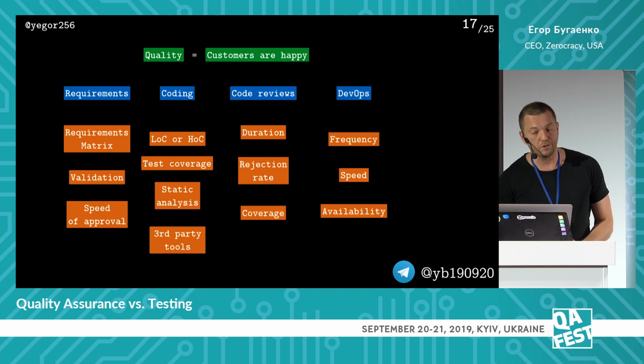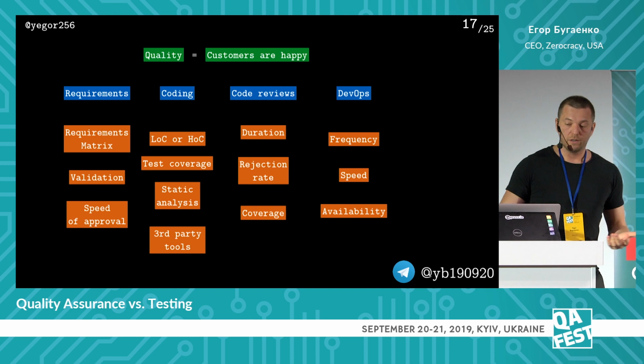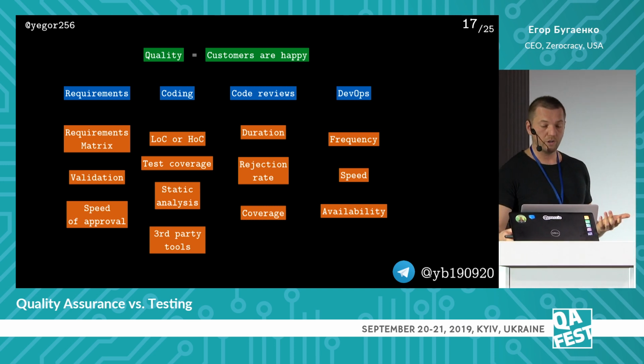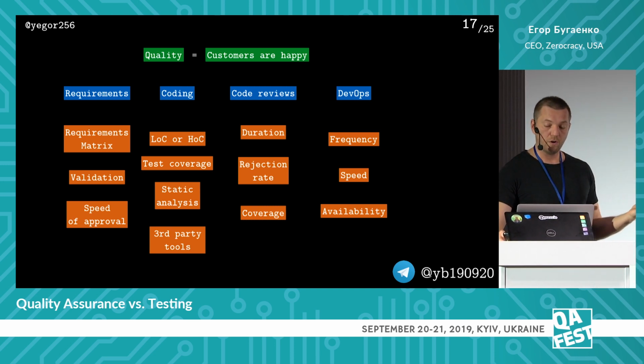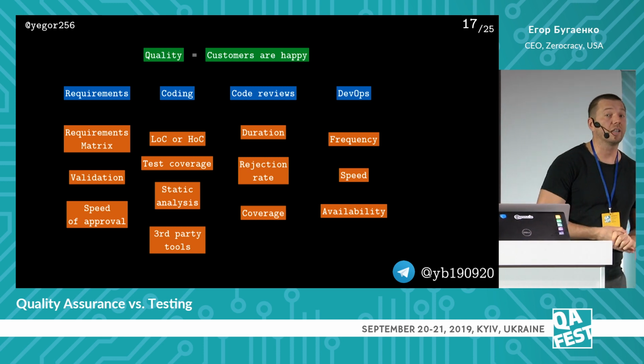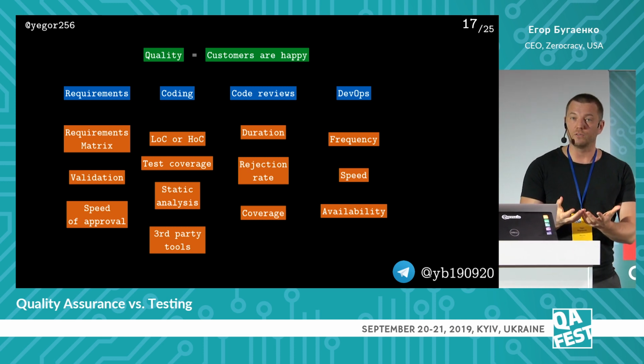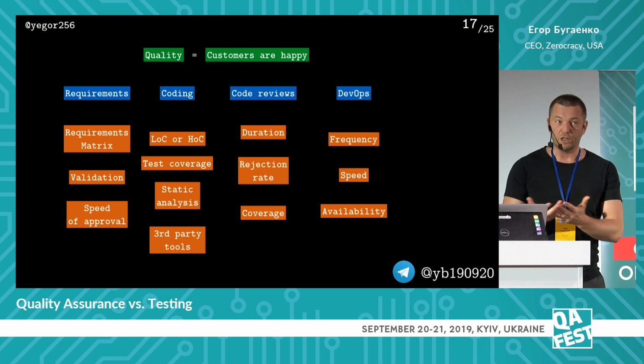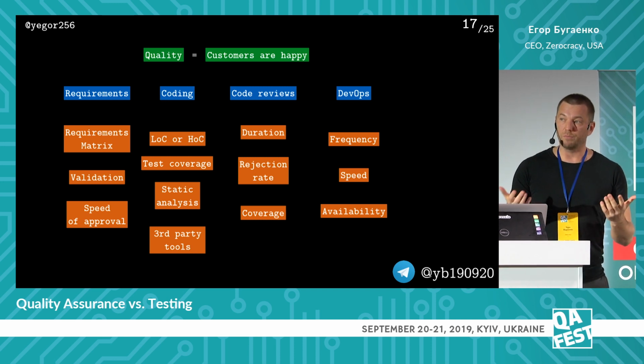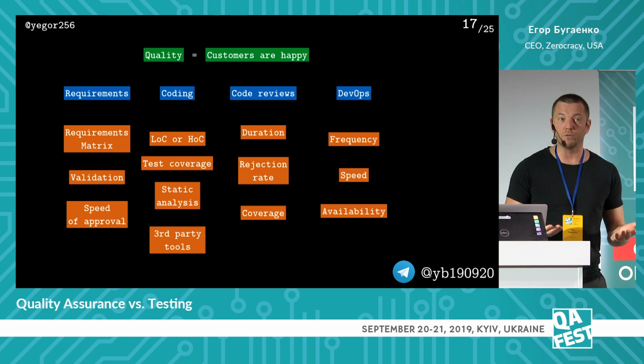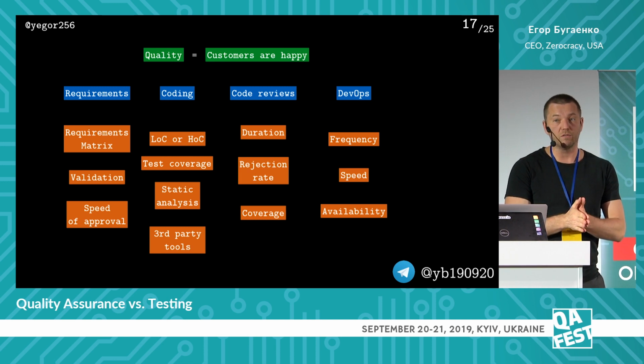I can then do the same for DevOps. I can ask them how frequently you deploy the product, how fast the deployment is, how soon it happens. And of course, I can ask what's the availability of the site on production. If the availability is low, if the product goes down every time we deploy it, it means that the quality of DevOps is low.